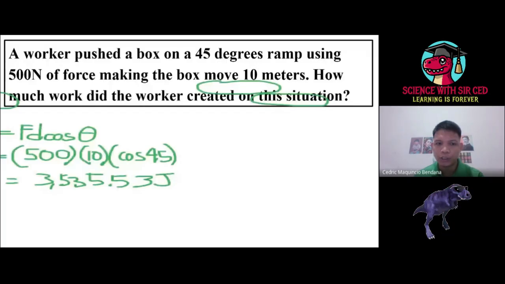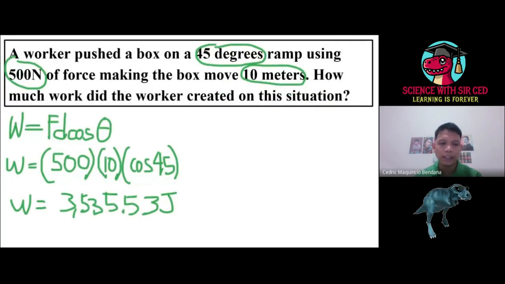And then let's multiply it by 10, and then multiply again by 500. You are going to get the same value. Okay, next.